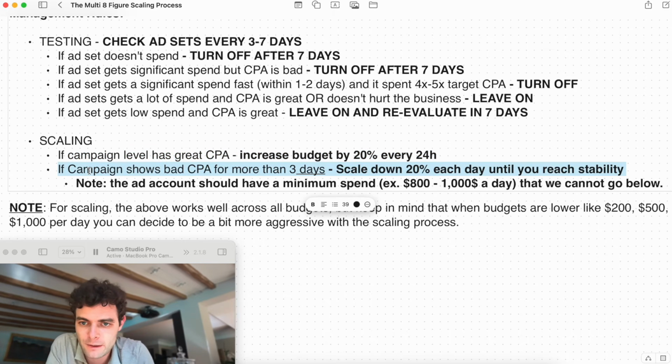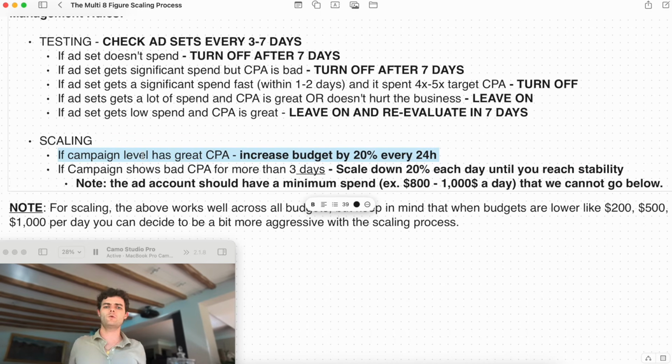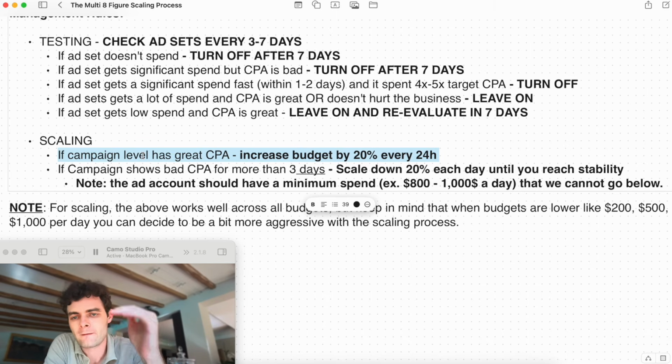Then if the campaign shows bad CPA for more than 3 days in a row, scale down by 20%. I'll give you an example for this one. Let's just say you launch a winner on your ad account, it's healthy, and it's spending, I don't know, $500 a day, and for like 3 days in a row, right? Or even just like 2 days, and it's doing well.